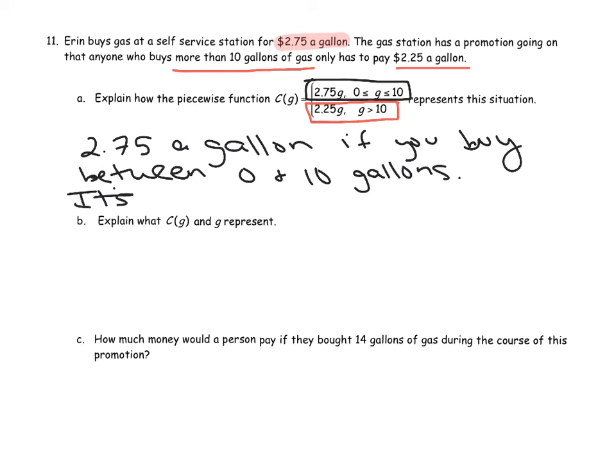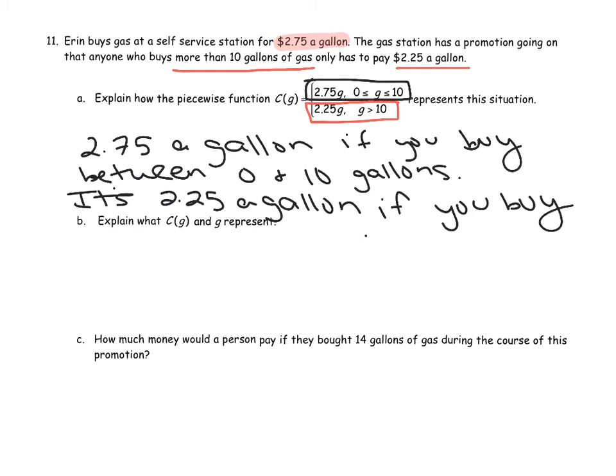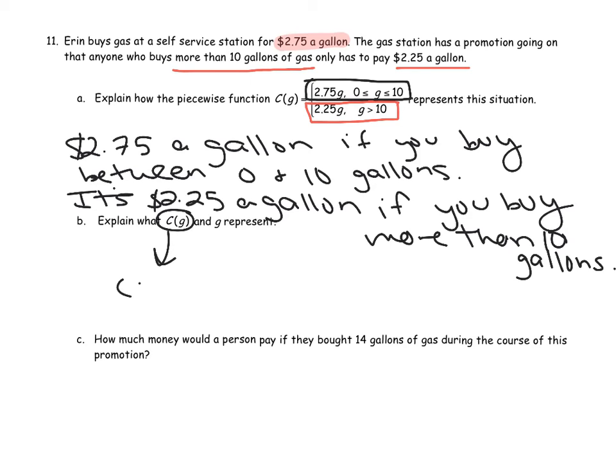It's $2.25 a gallon if you buy more than 10 gallons. That's our explanation. So it's $2.75 a gallon if you buy between 0 and 10 gallons, and then it's $2.25 a gallon if you buy more than 10 gallons. So this C of G represents the cost, total cost in dollars, and G represents the number of gallons.